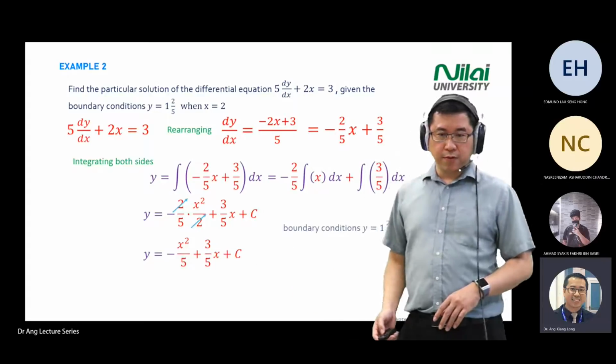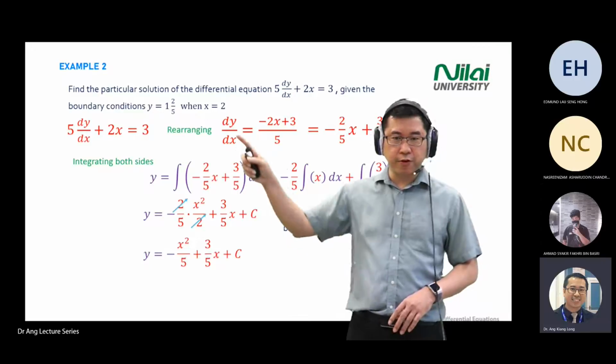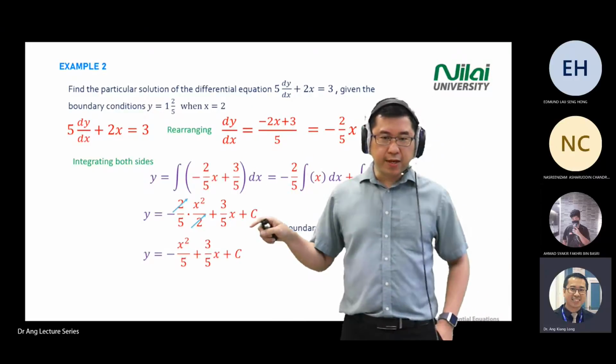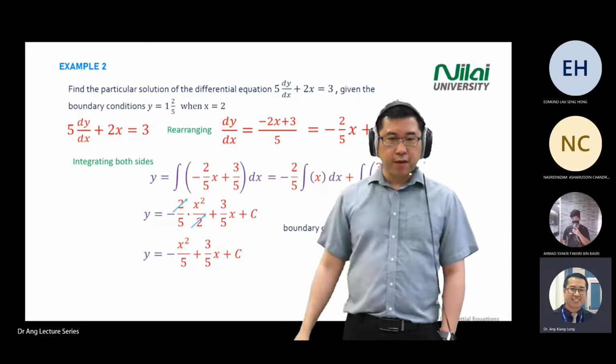This is the answer that we're looking for from the integration for the first part. For the first part, we got c. Why do we get c? Because you don't have limits here.